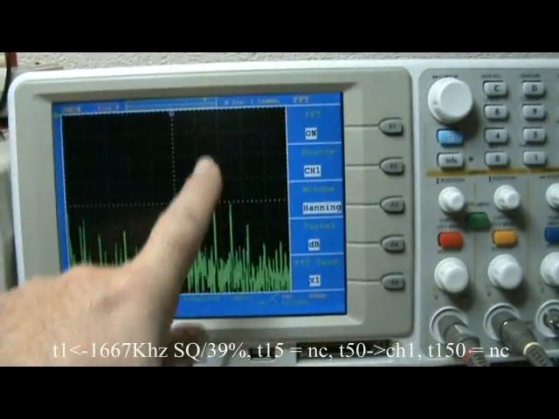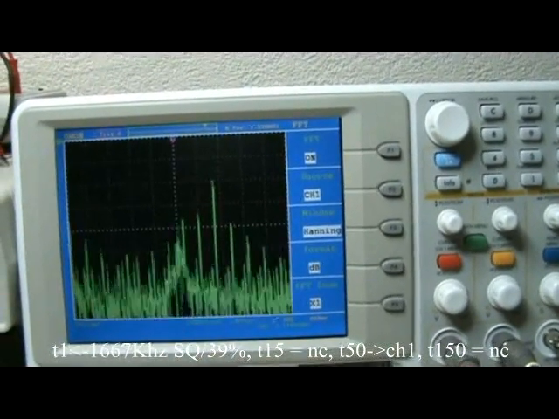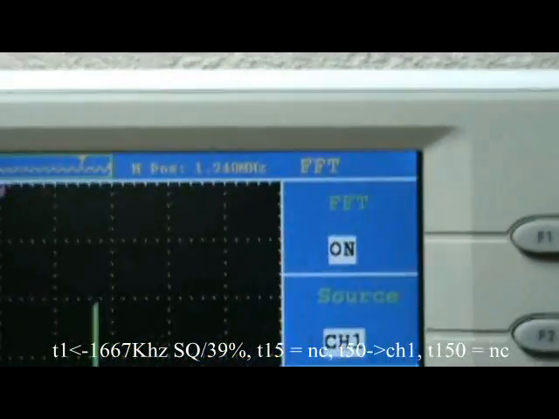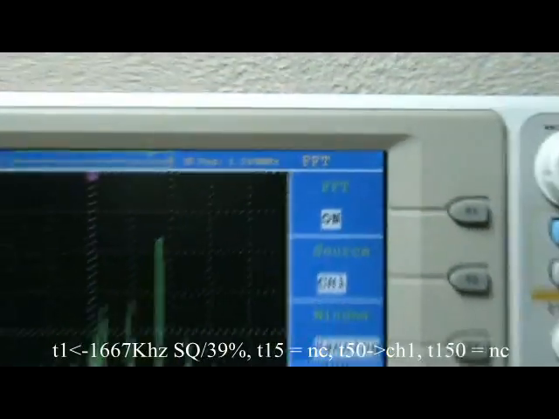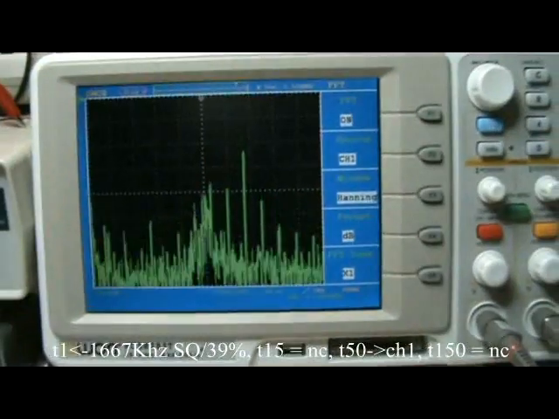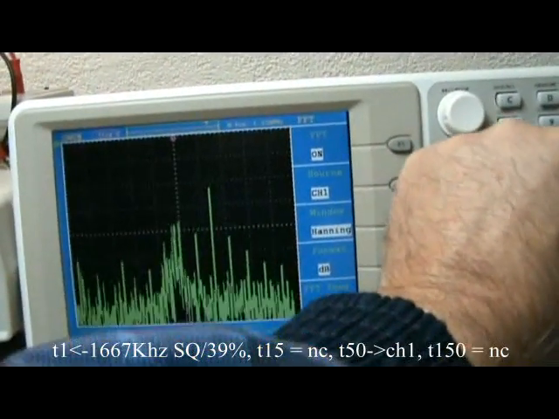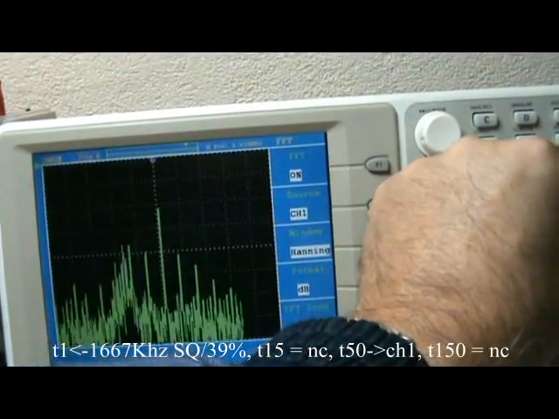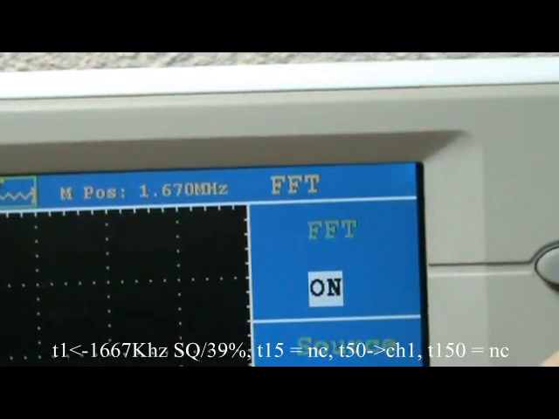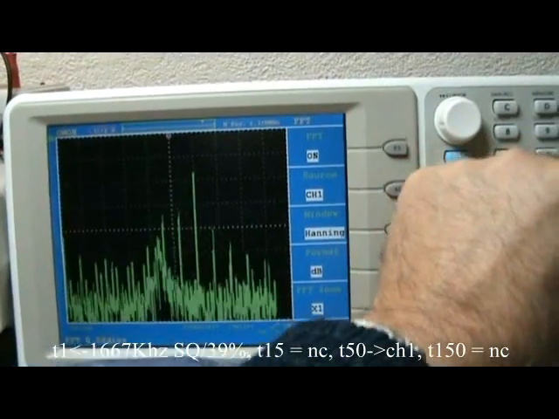What I see here is the big spike. This is the 1.667 frequency I put in on the copper plate. Midpoint at the moment is 1.24 megahertz, and I'm at 250 kHz per division. I can put this in the middle, and you can see this is the 1667 kHz I put in on the copper strip, so no surprises there.